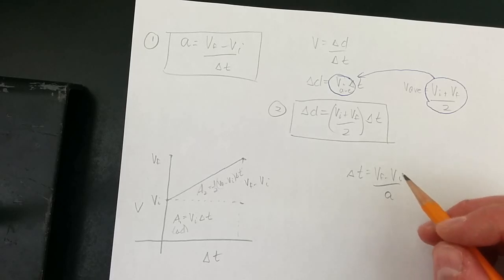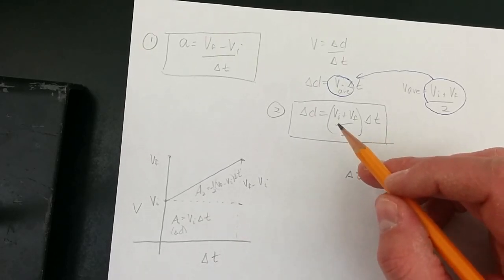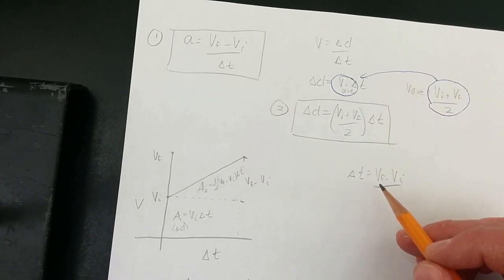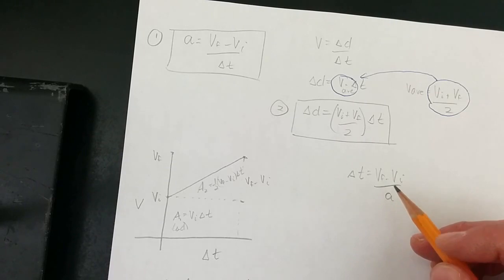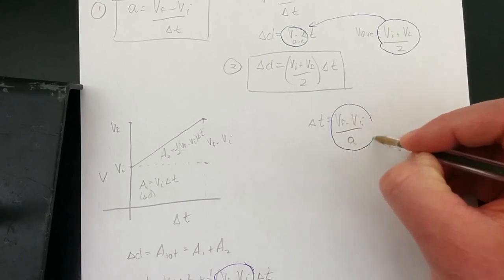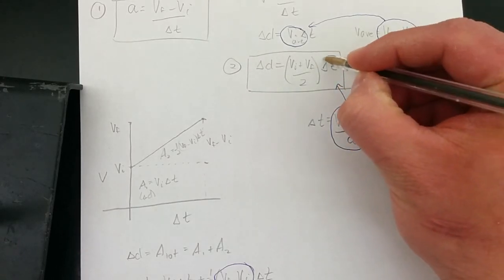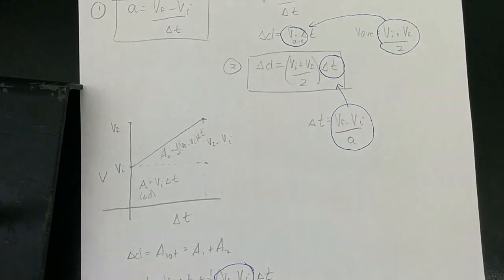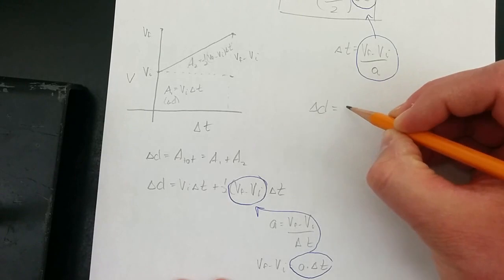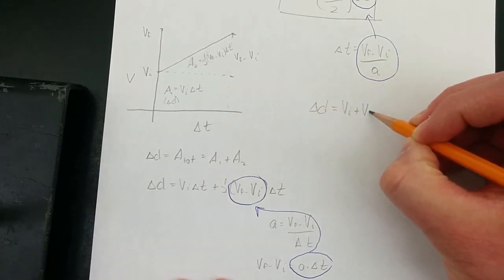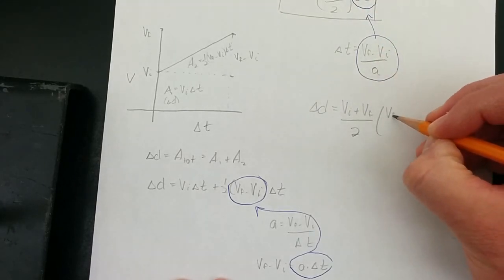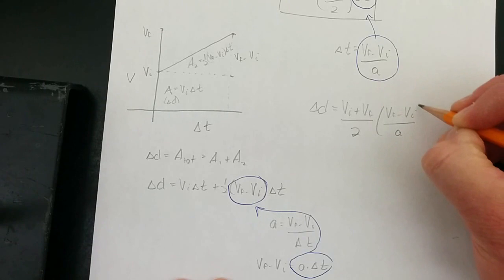I'm doing this because I look at my second equation that we derived. It was Vi plus Vf divided by 2 times delta t. I'm saying here, oh, delta t, by the way, is Vf minus Vi divided by a. So if I was to take that now, I'm going to insert it into this equation for delta t. So my fourth and final equation we're going to work with this year is going to be delta d equals Vi plus Vf divided by 2 times not delta t, but Vf minus Vi divided by a.